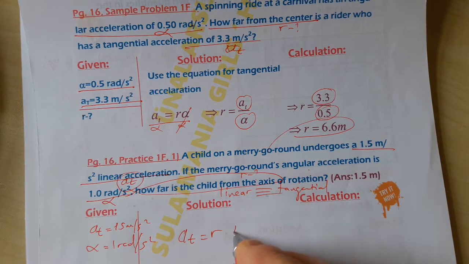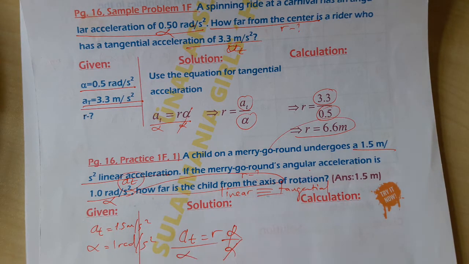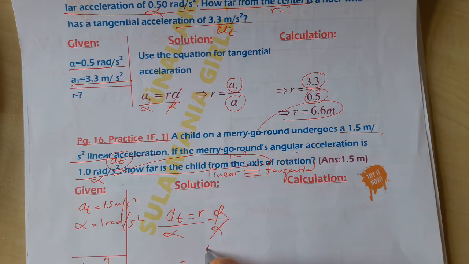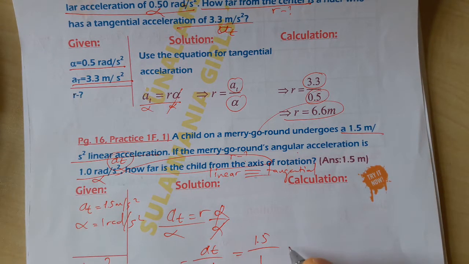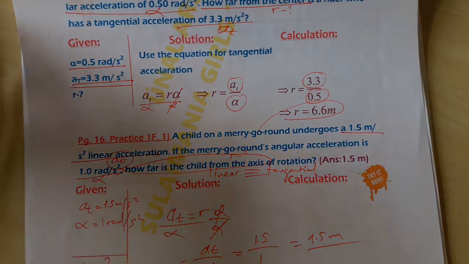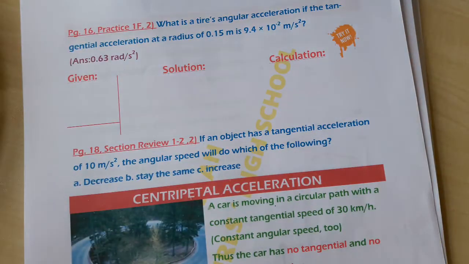Tangential acceleration is equal to r times alpha. Divide by alpha and simplify: r is equal to tangential acceleration divided by angular acceleration, 1.5 divided by 1, which is equal to 1.5 meters. So this is the solution of the practice problem.